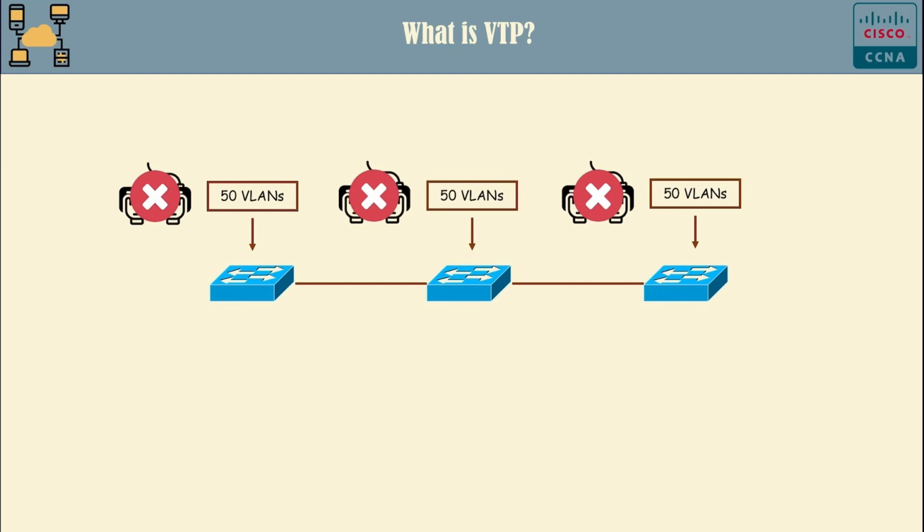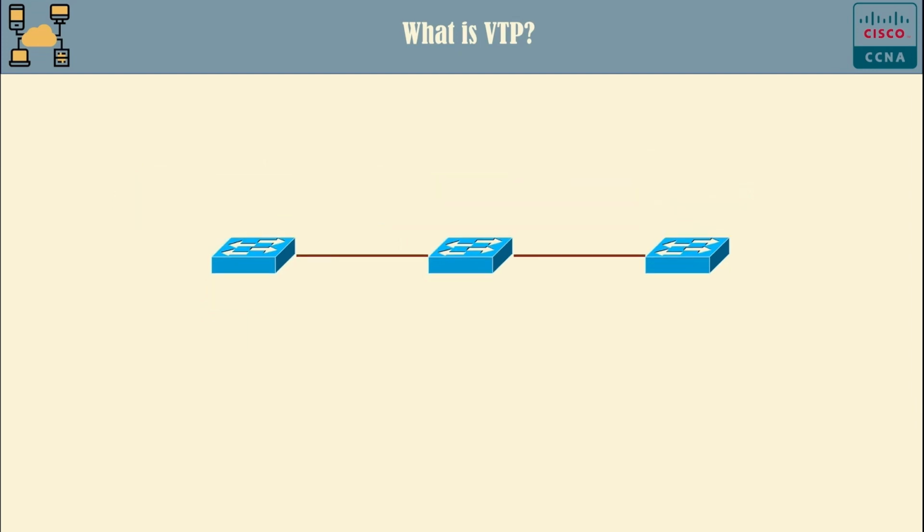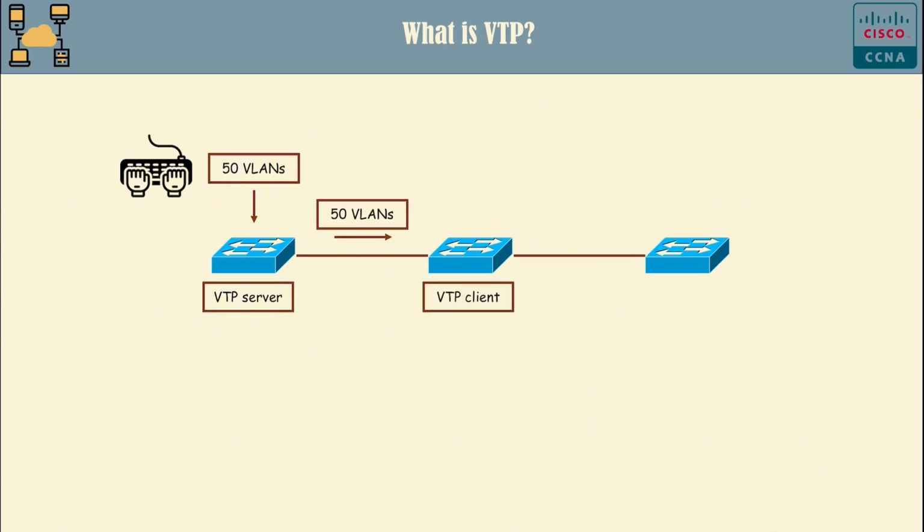Therefore, Cisco provides a solution: if the switches are connected to each other, you only need to configure VLANs on one VTP server switch. After configuring 50 VLANs on the VTP server, it will propagate the list of 50 VLANs to the other switches, and the switches will automatically update those 50 VLANs. As a result, the VLAN list on all three switches will be the same.